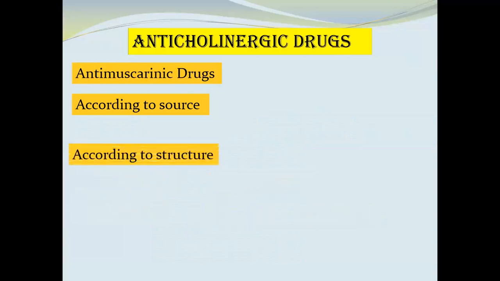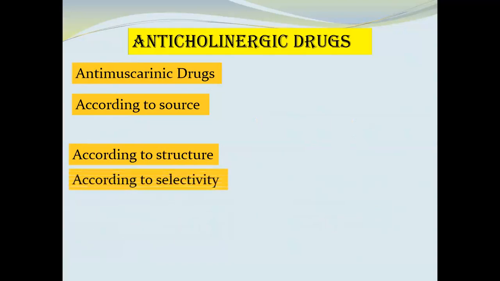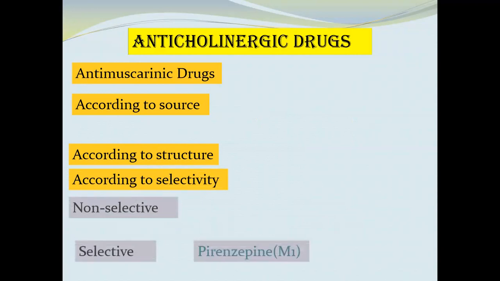According to the structure, we can classify them into those which have tertiary amines and those which have quaternary ammonium, for example, ipratropium. Then, according to selectivity, we have non-selective and selective. An example is pirenzepine, which works on muscarinic 1, and darifenacin, which works on muscarinic 3.